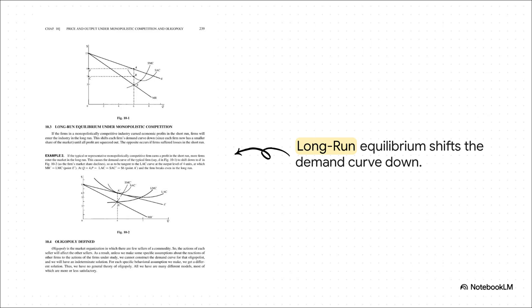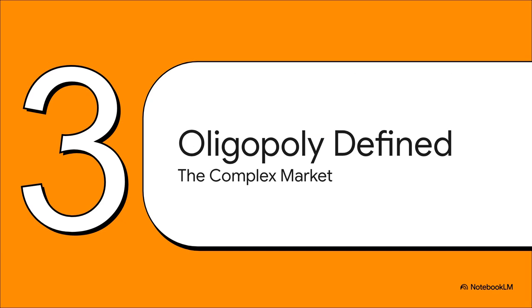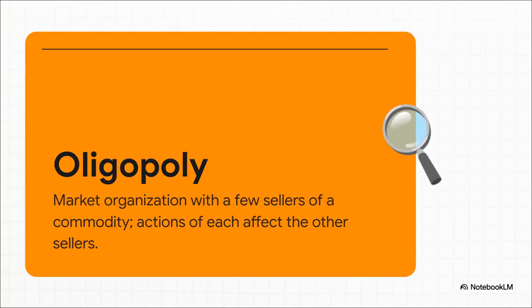The profit isn't entirely squeezed out, and the firm just breaks even. All right, Section 3, the complex oligopoly market. If monopolistic competition is all about the relentless squeeze of time and new entrants, our next market structure is basically an intense psychological chess match. Welcome to oligopoly. This is a market setup where there are only a few sellers of a commodity.